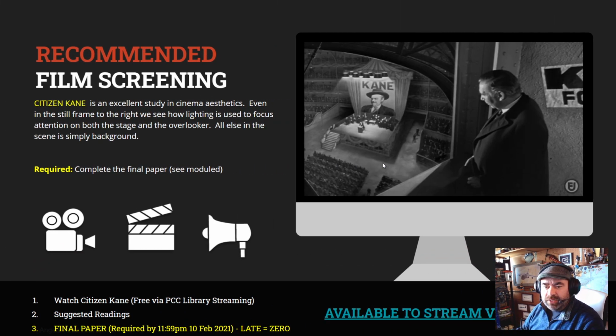Again, the recommended screening for this week is Citizen Kane. Awesome study in aesthetics. Again, I point out that even in this scene, if you look at the stage, so much of it isn't even real. It's all matte painting. I think the guy standing up on the right is probably the only thing real. But you can see how lighting is used to light the stage and make it seem like that's the center of everybody's attention. And then this character up here is looking down at that, and he's well lit as well. So that's where our focus is meant to be, on the two.